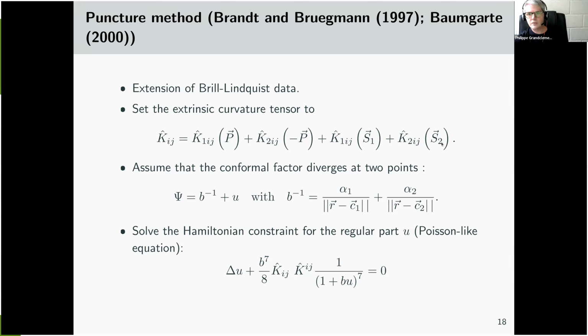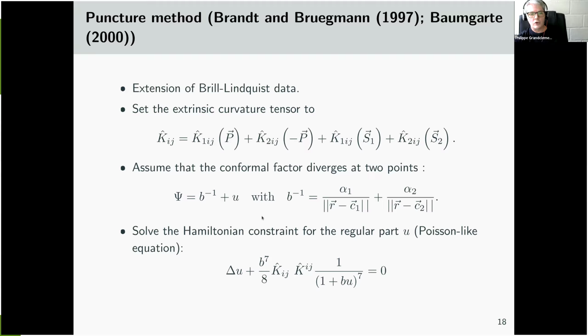You can add some spin contributions if you wish. So all this is an analytic expression. Now, in order to retain the flavor of the puncture method, meaning that you want the conformal factor to diverge, you assume that it has this form here. So the diverging part is contained into this B factor here, and it's enforced to be analytic, and take this expression here.